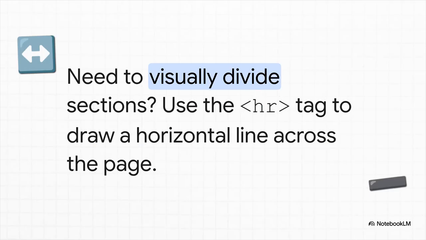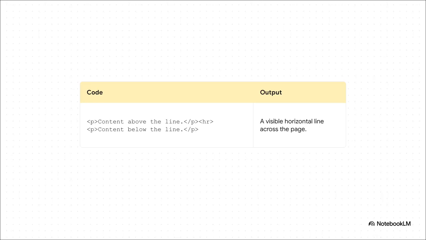Sometimes you need more than just empty space. You need a really clear visual divider to break things up. For that, HTML gives us the horizontal rule tag, or HR. Just like the break tag, it's another empty tag that just tells the browser to draw a line straight across the page. And using it could not be simpler.